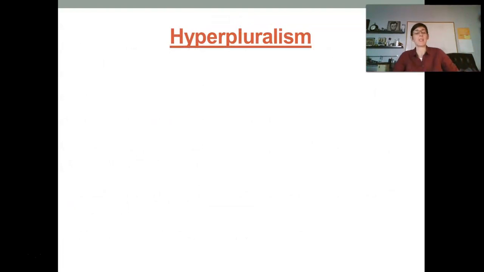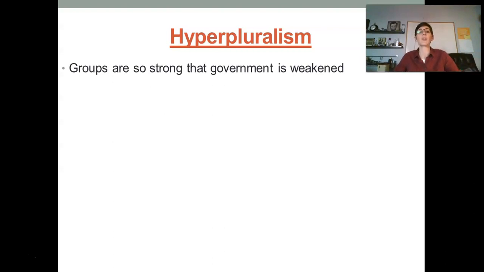Hyperpluralism. Here's another interesting theory, and it does take issue with pluralism. So groups are so strong that the government is actually weakened, right? A government can't keep up. This is an extreme, exaggerated form of pluralism. The interest groups have become stronger than the government.